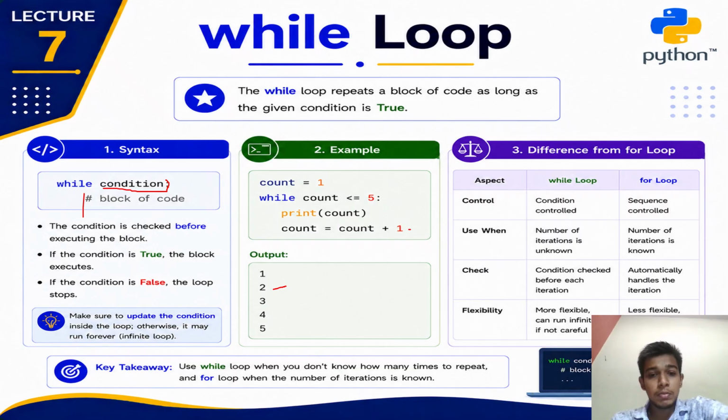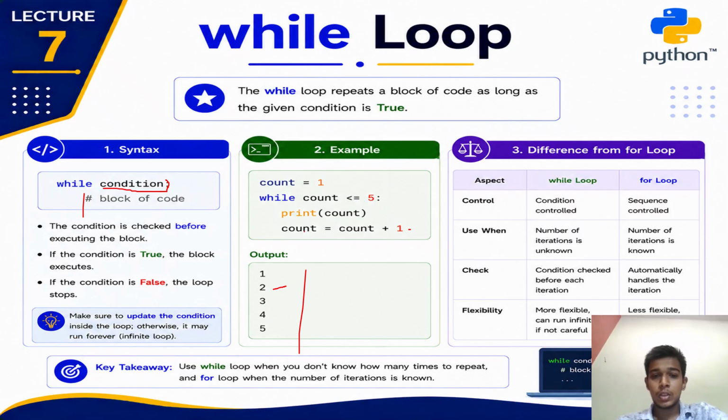Now the value of count is 5, so 5 is less than or equal to 5. So 5 is equal to 5, so Python will print 5. Now the value of count will be 6. So now the value is 6, so Python will check whether 6 is less than or equal to 5. The statement is false. 6 is not less than or equal to 5. So the loop stops and the final output will be 1, 2, 3, 4, and 5.